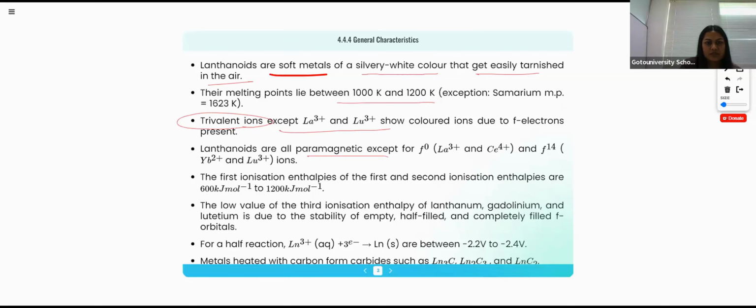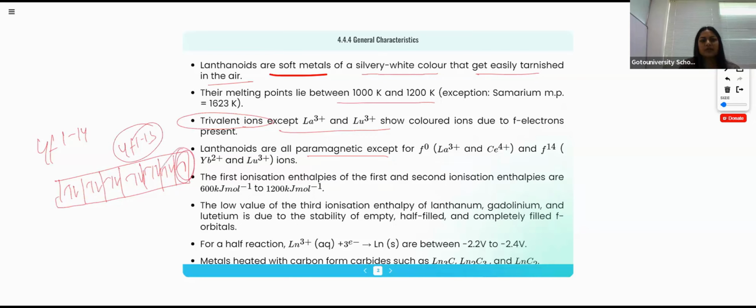As we have discussed, lanthanoids are all paramagnetic. How are they paramagnetic? If we fill the 4f electrons, how many electrons can we fill in 4f? 1 to 14, right? If we fill the electrons till 7, as they are unpaired, they will show paramagnetic behavior. And even if we pair them till 13, the last electron will remain unpaired. So till 13 electrons, the lanthanides generally behave as paramagnetic.